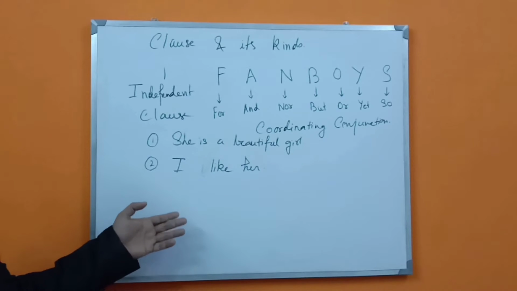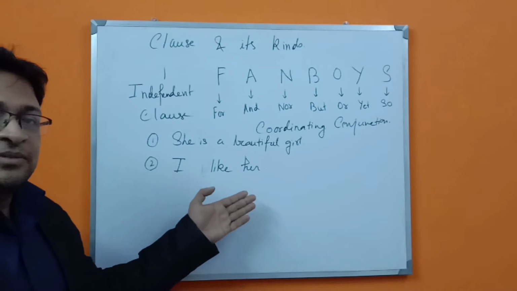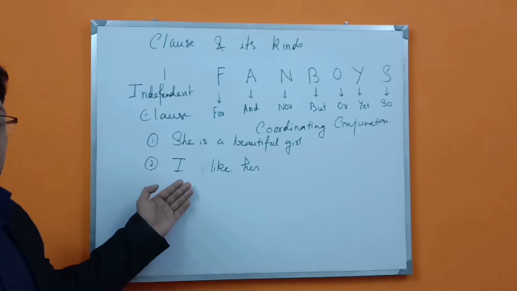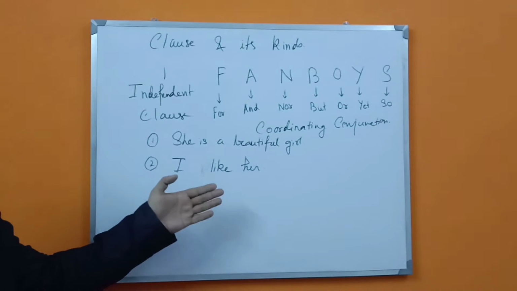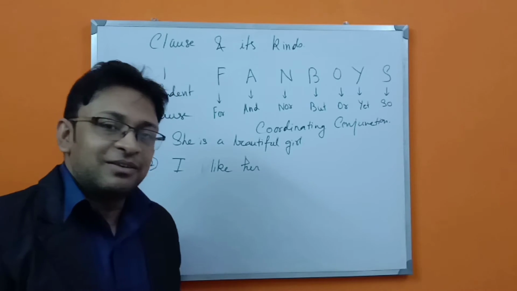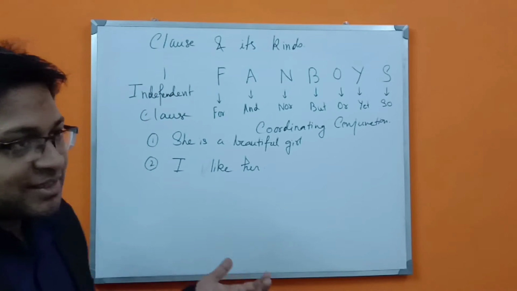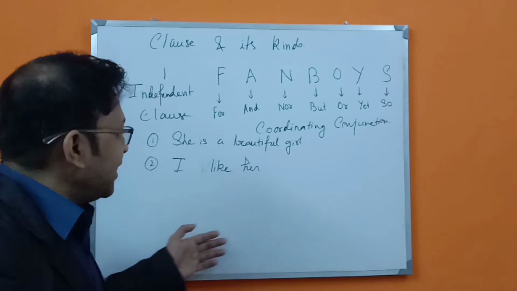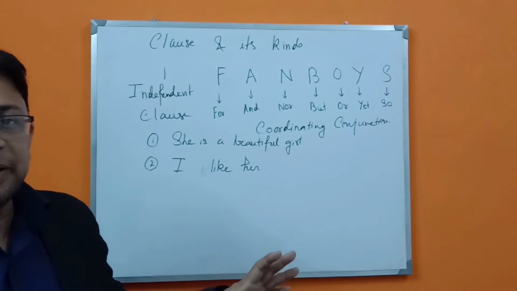In the next sentence, who is liked, whom I like? I, and what I like, her. So you are getting both the answers when you are getting both the subject and the verb, and the sentence is giving you a complete meaning, then it is called an independent sentence.